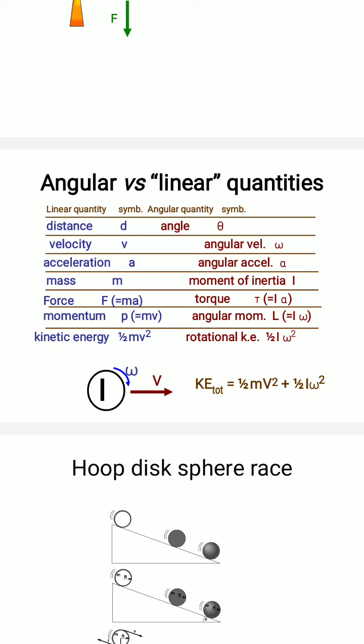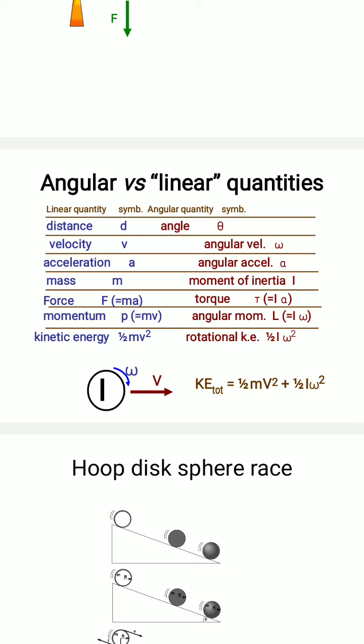The last one is kinetic energy. The kinetic energy of a body moving in linear motion will be half mv square, where v is the velocity and m is the mass of the body. But when the body is having rotational motion, instead of half mv square, it will be half I omega square, where m is replaced with the moment of inertia and linear velocity is replaced with the angular velocity.